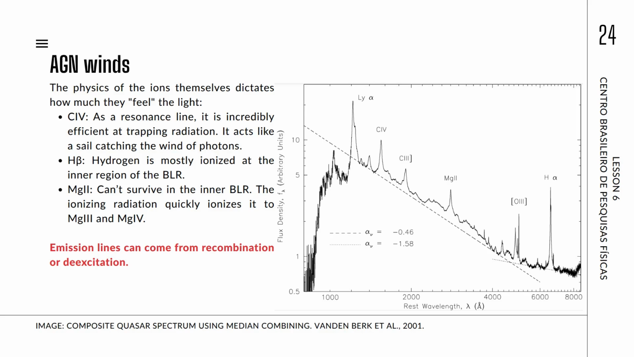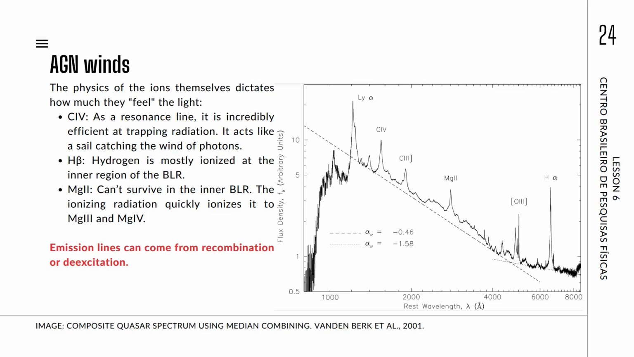And the physics of the ions themselves detect how much they feel the light. For instance, carbon-4 is a resonance line. It's the excitation line. It's not a line coming from the capture of an electron by a carbon atom. It's a line of the excitation inside the carbon ionized 3 times.